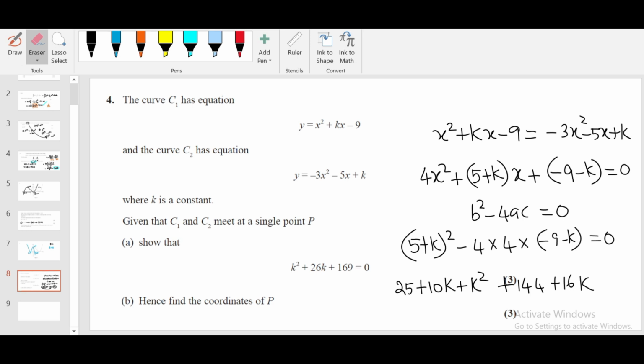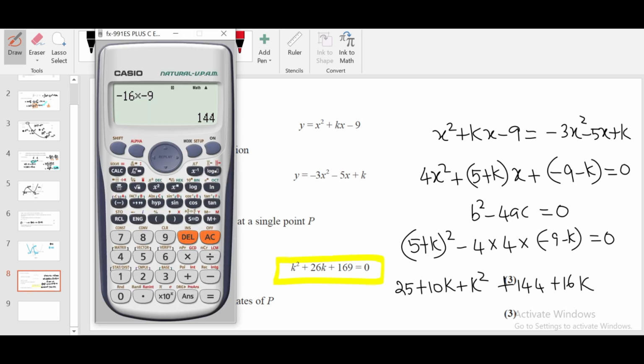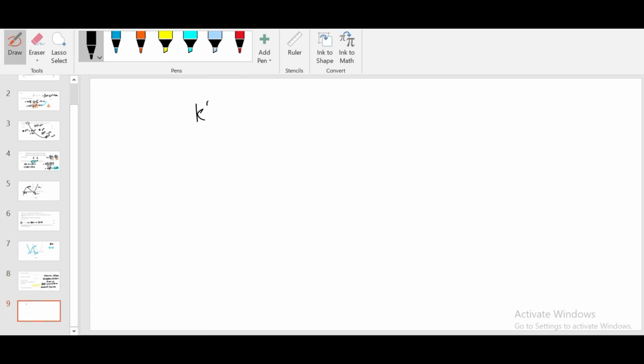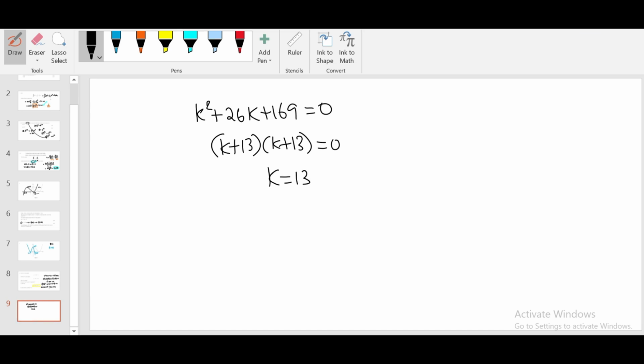So you need to find the value of k first by solving this equation. I'm going to use my calculator to solve it. Go to quadratic, k square is 1, k is 26, the constant term is this, you'll get minus 13, only one value. So how do you write it? k square plus 26k plus 169 is equal to 0 can be written as k plus 13 times k plus 13 is 0, so k is equal to minus 13.